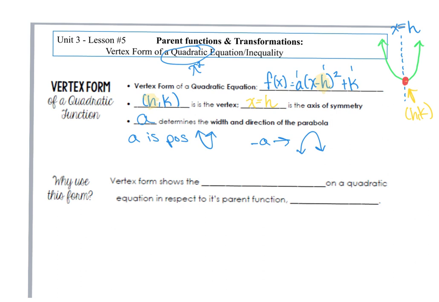So vertex form shows the vertex on a quadratic equation with respect to the parent function. The most simple way that we could write a quadratic equation, without all of the extra stuff, would be f of x equals just x squared. Having x squared is what makes an equation a parabola. So the most simple way we could show that is to have one x and make it squared.